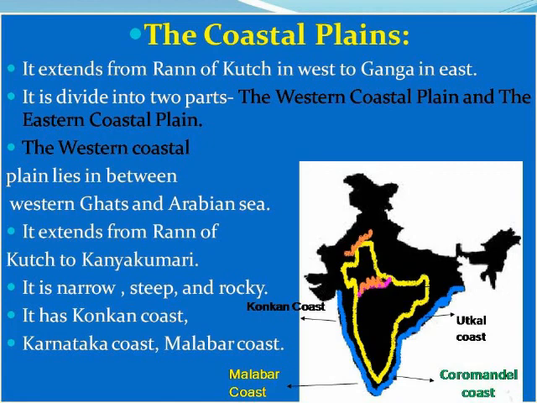Now, the 4th division, the coastal plains and islands. The coastal plain extends from Rann of Kutch in the west to Ganga in the east. It is divided into 2 parts, the western coastal plain and the eastern coastal plain. The western coastal plain lies in between Western Ghats and Arabian Sea. It extends from Rann of Kutch to Kanyakumari. It is narrow, steep and rocky. It has Konkan coast, Karnataka coast, Malabar coast.